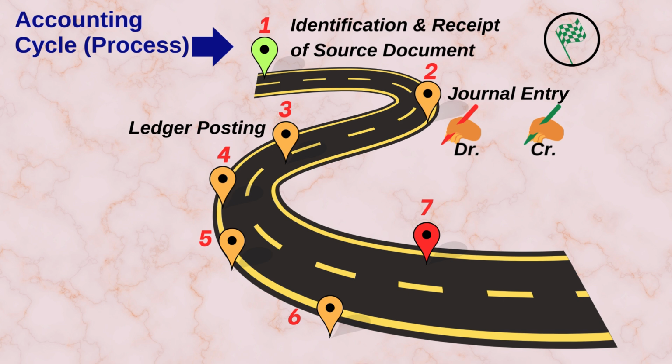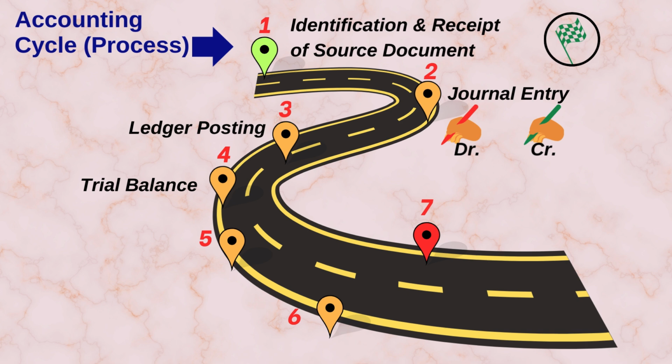Hope this is clear. Once all transactions have been posted to the ledger, a trial balance is prepared. The trial balance is a statement which lists all the accounts and their respective balances, debit or credit, at a specific point in time. The purpose of the trial balance is to ensure that the total debits equal the total credits, verifying the accuracy of the recording and posting process.